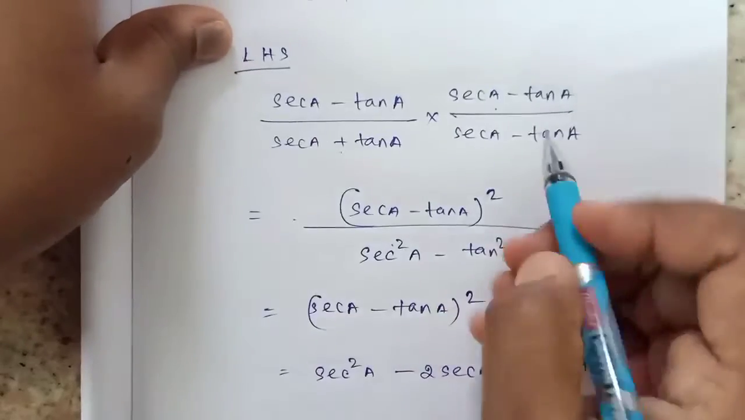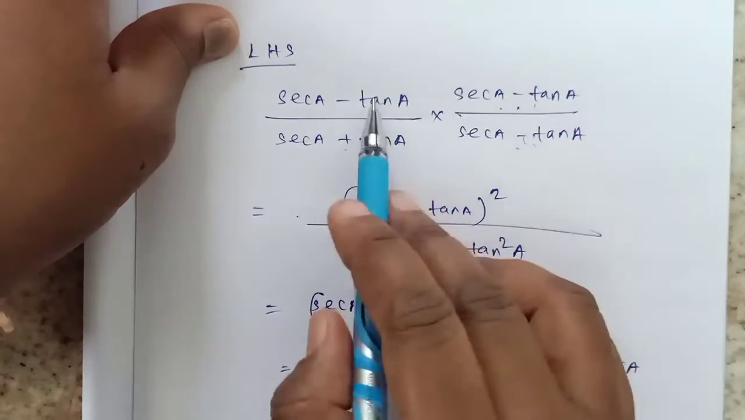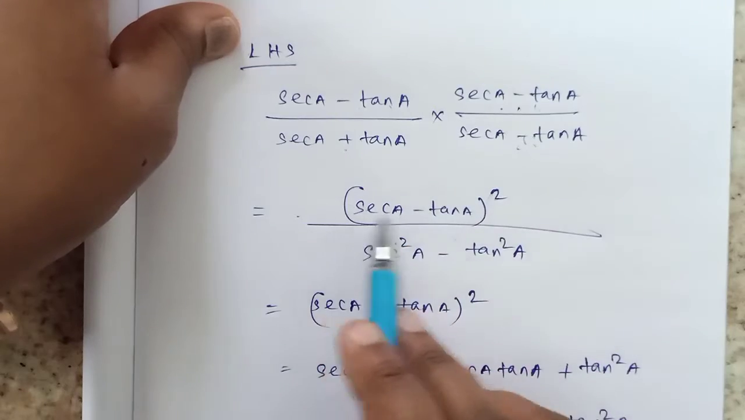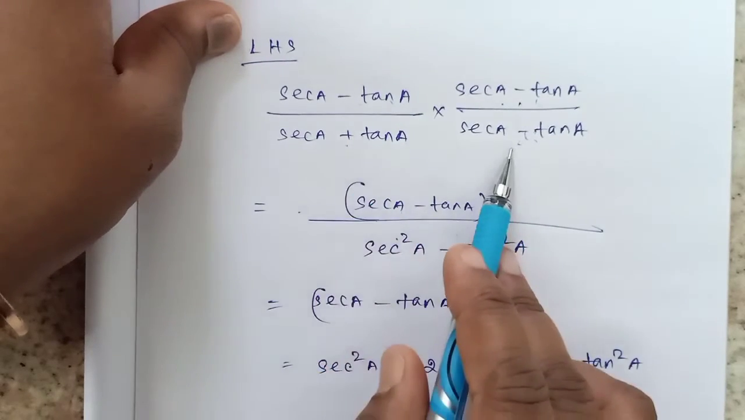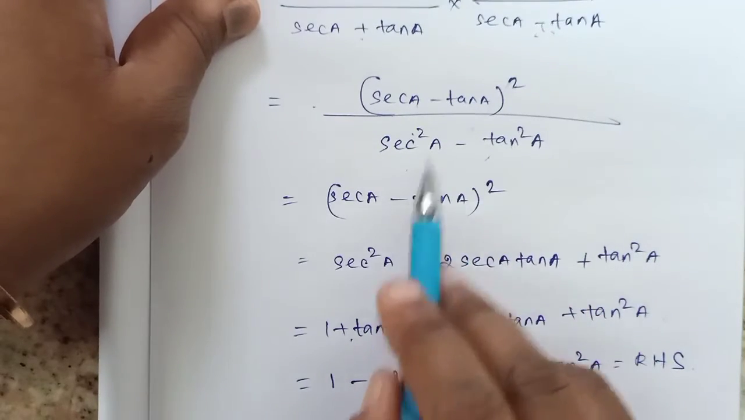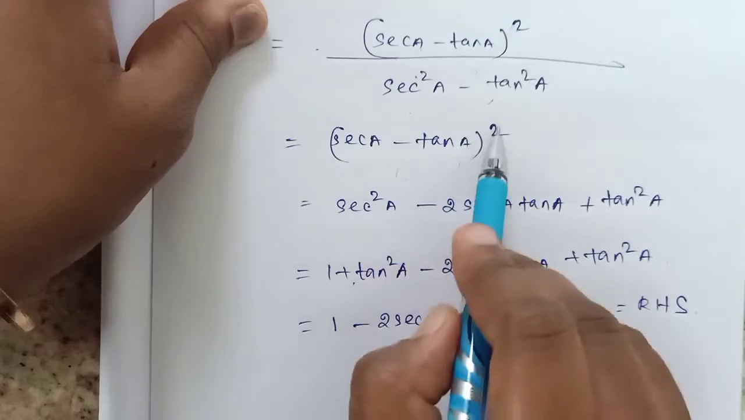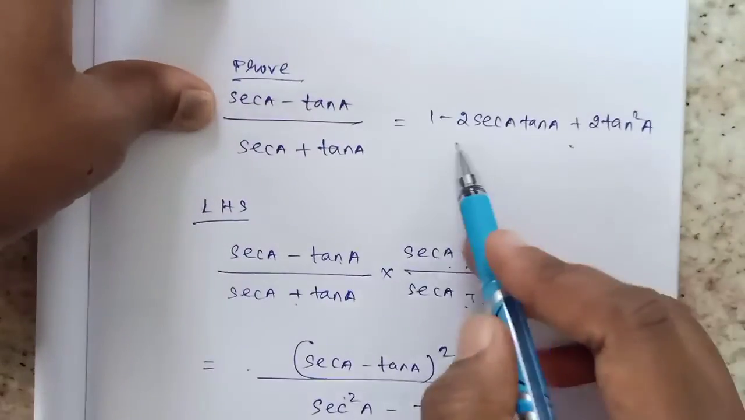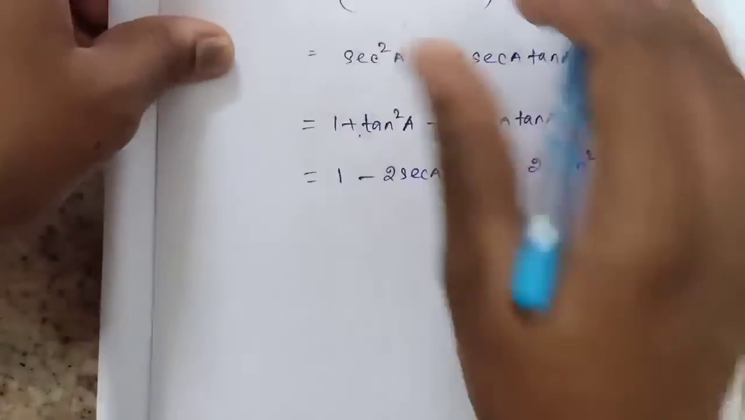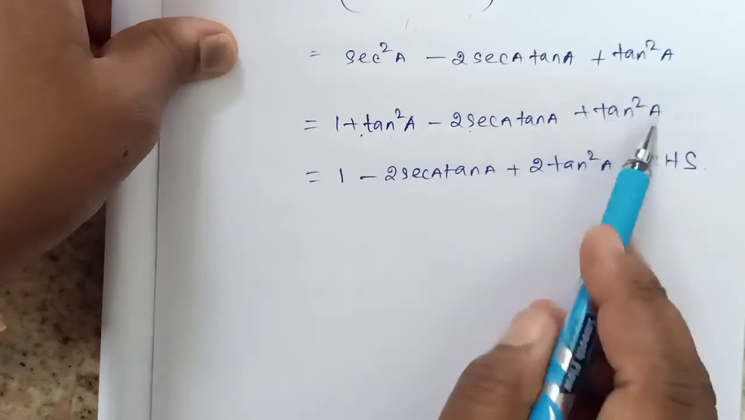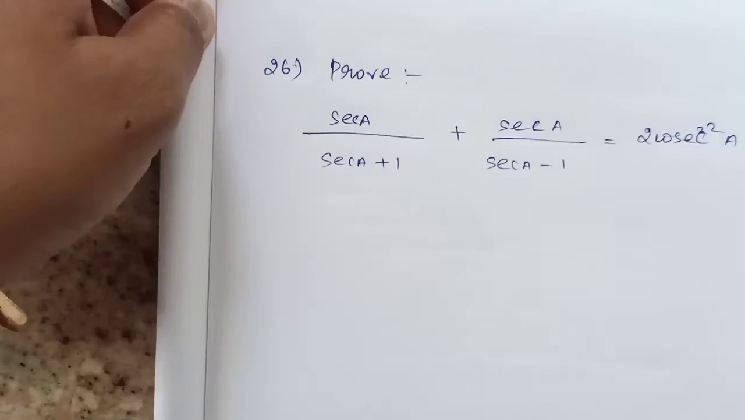So we are just multiplying numerator and denominator by the conjugate. The numerator is the same term multiplied with itself, so x into x means x square. The denominator is of the form a plus b into a minus b, so a square minus b square. Secant square minus tan square value is 1. Anything by 1 is the same thing. For this we apply the a minus b the whole square formula: a square minus 2ab plus b square. On the right side we don't have that secant square A term, so we change secant square A as 1 plus tan square A. After adding these two terms we reach our RHS.